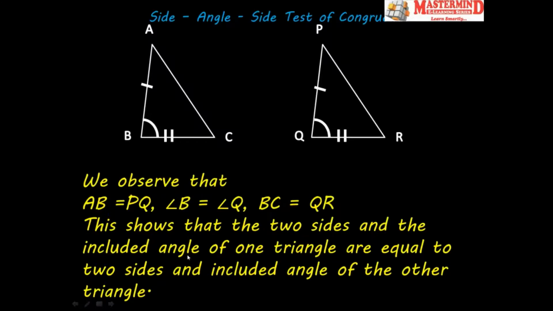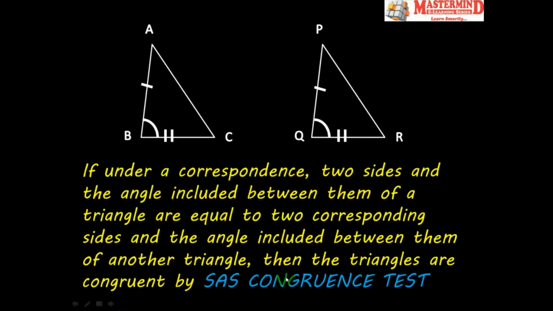Now what does this included mean? The angle between the two sides. This angle B lies between the side AB and BC, and we are taking that as the included angle. In this triangle we have sides PQ and QR, and the included angle is angle Q. So two sides and the included angle of one triangle are equal to two sides and included angle of the other triangle. So in such a case, we say that they are congruent under SAS Congruence Test.